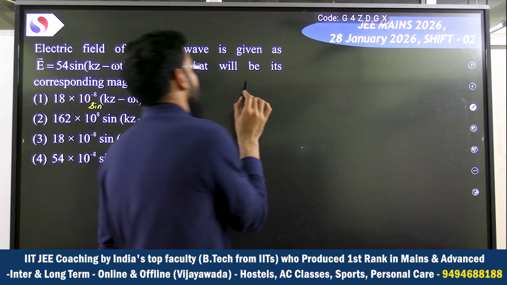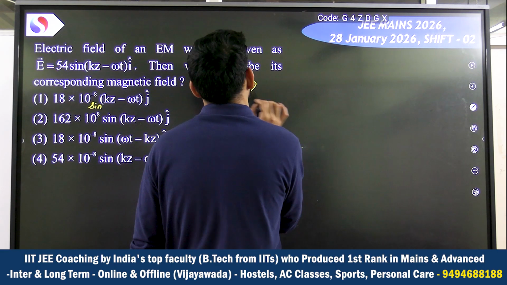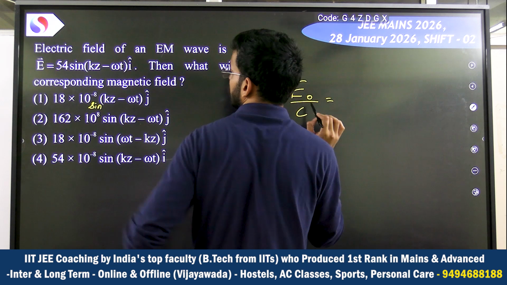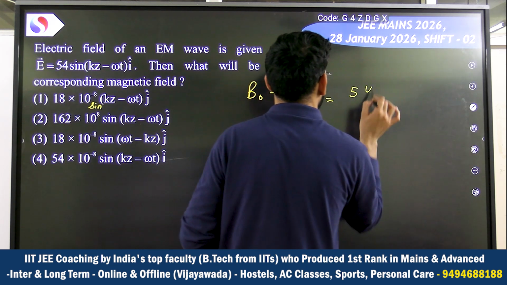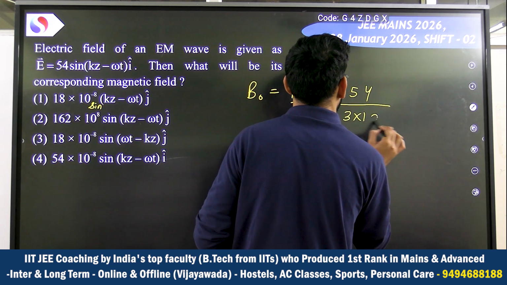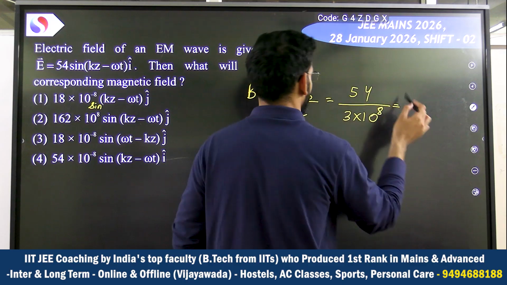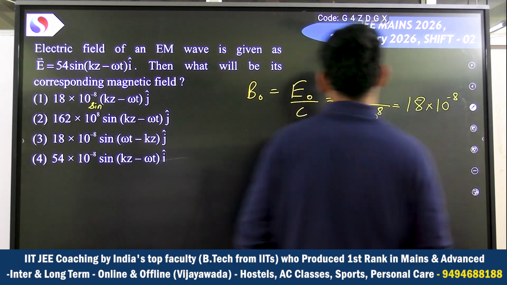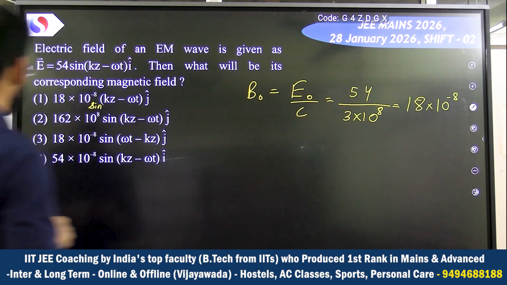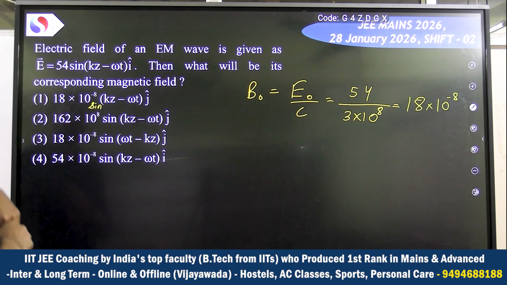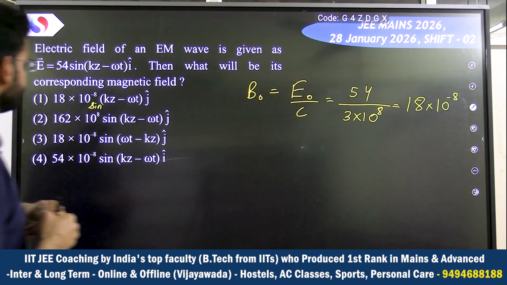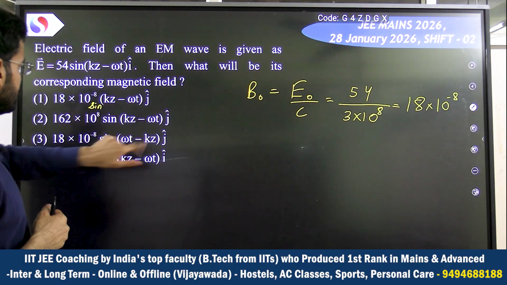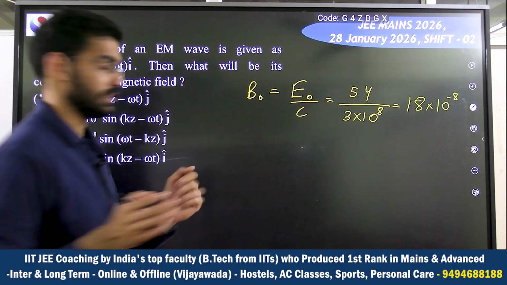First of all, we know that B naught will be E naught divided by C. E naught is 54, divided by 3 into 10 to the power 8. So that is how much? 18 into 10 to the power minus 8. That is in the first option and the third option. Now I have to check the direction. If you see here and here, just one negative sign difference is there, and that makes a lot of difference.